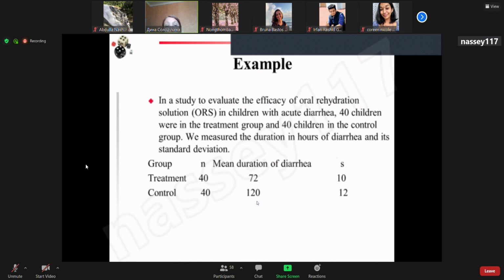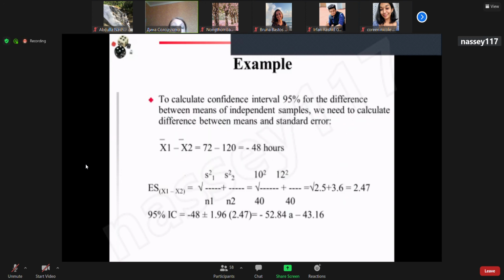For example, in our practical task, you have a study to evaluate the efficacy of oral rehydration solution in children with acute diarrhea: 40 children in a treatment group, 40 children in a control group. We measure the duration of diarrhea in hours, and the standard deviation. So you see, the sample size is 40, duration in the treatment group 72, in control 120, standard deviation is 10 and 12 respectively. So we will calculate the 95% confidence interval for the difference between means.